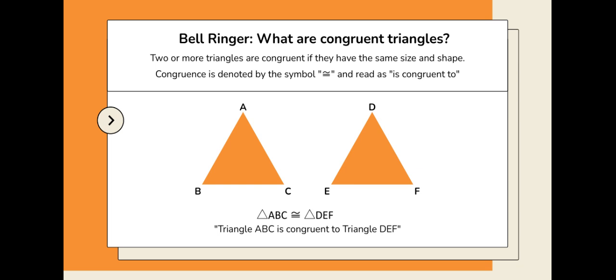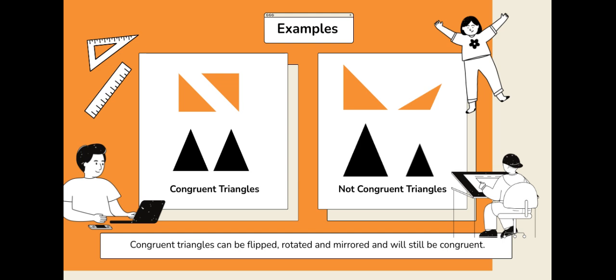Before the activity starts, I believe it's appropriate for students to discuss what congruency means, the symbol for congruency, visual representation of two congruent triangles, the notation, and further on examples and counter examples of what congruent triangles are. Students should also understand that congruency is not affected by any of the rigid transformations. Triangles could be flipped, rotated, and mirrored, and congruency could be preserved.